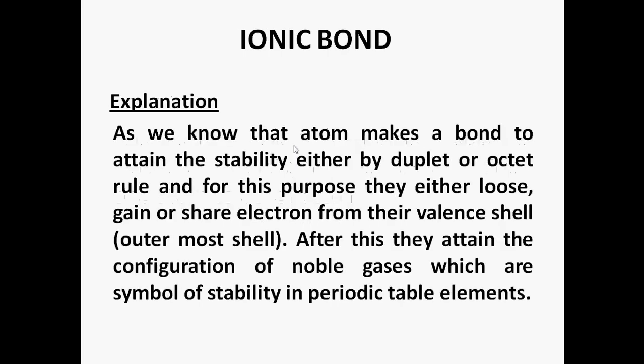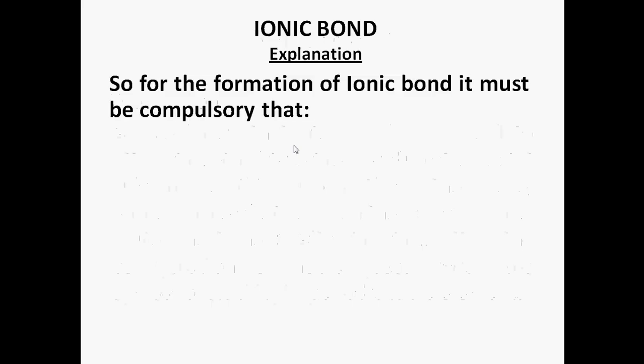ionic bond. Dear student, we know that atoms make a bond to attain stability either by the duplet or octet rule, and for this purpose they either lose, gain or share electrons from their valence shell. The valence shell is their outermost shell. After this, they attain the stable configuration of the noble gases. Why? Because the noble gases are the symbol of stability in the periodic table elements.